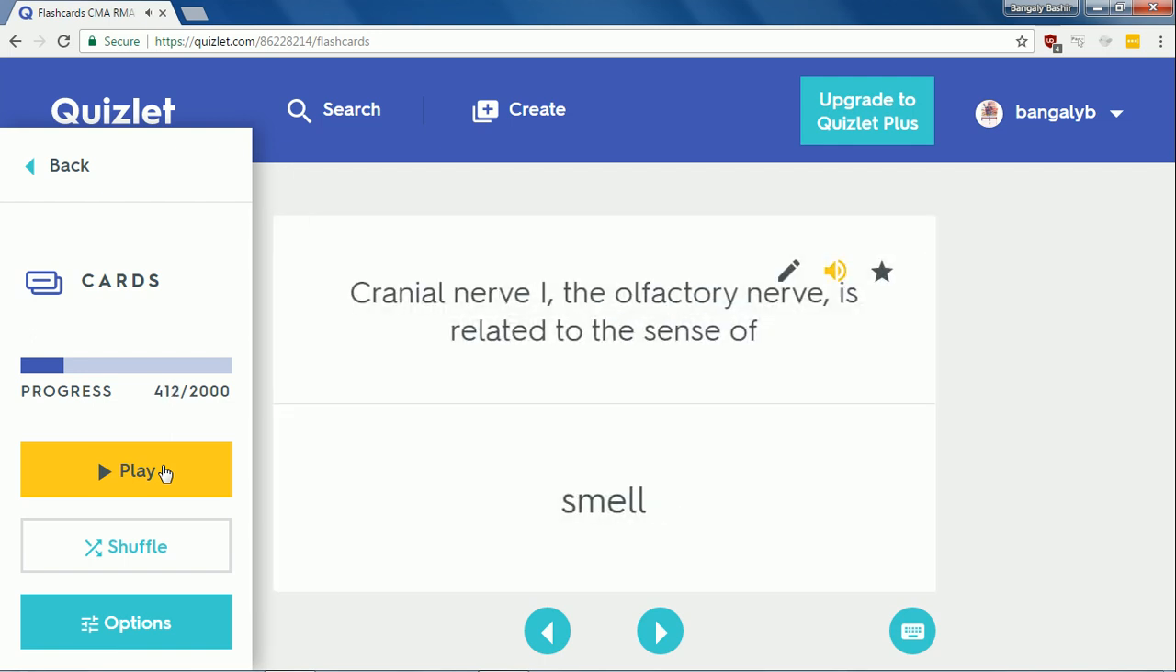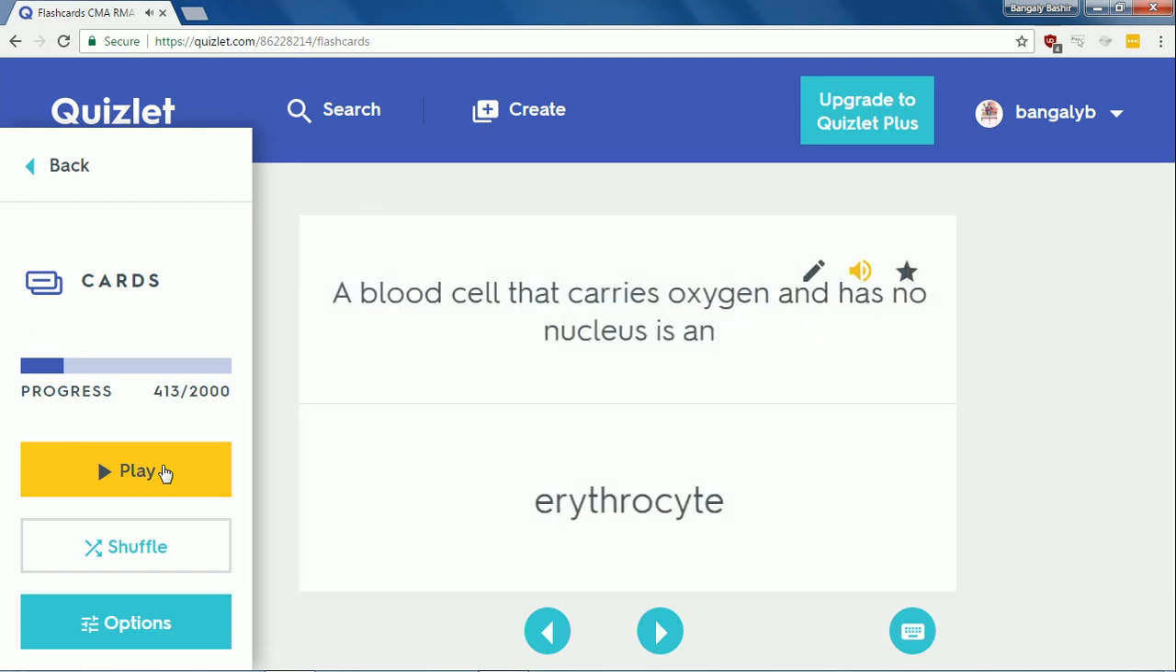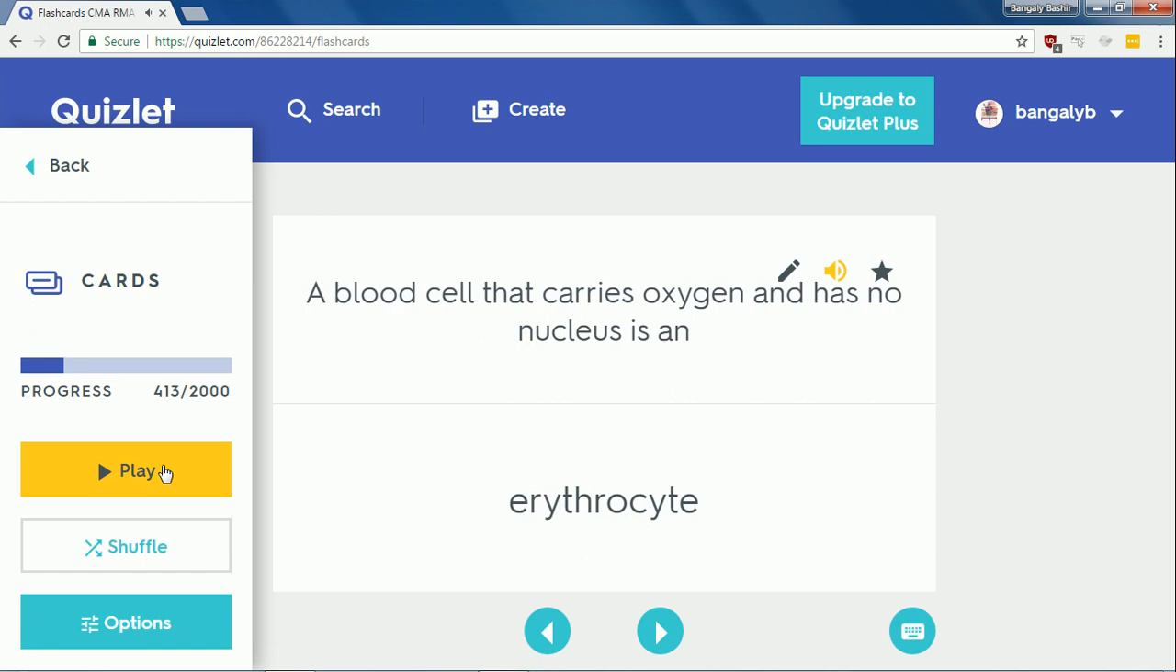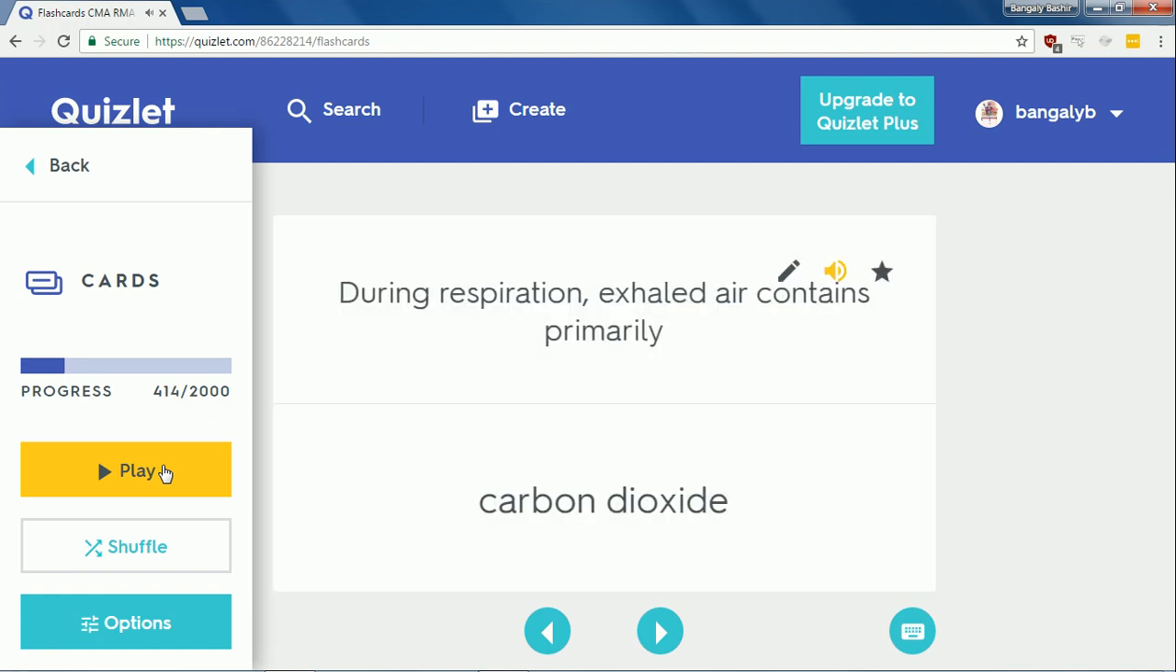Cranial nerve I, the olfactory nerve, is related to the sense of smell. A blood cell that carries oxygen and has no nucleus is an erythrocyte. During respiration, exhaled air contains primarily carbon dioxide.